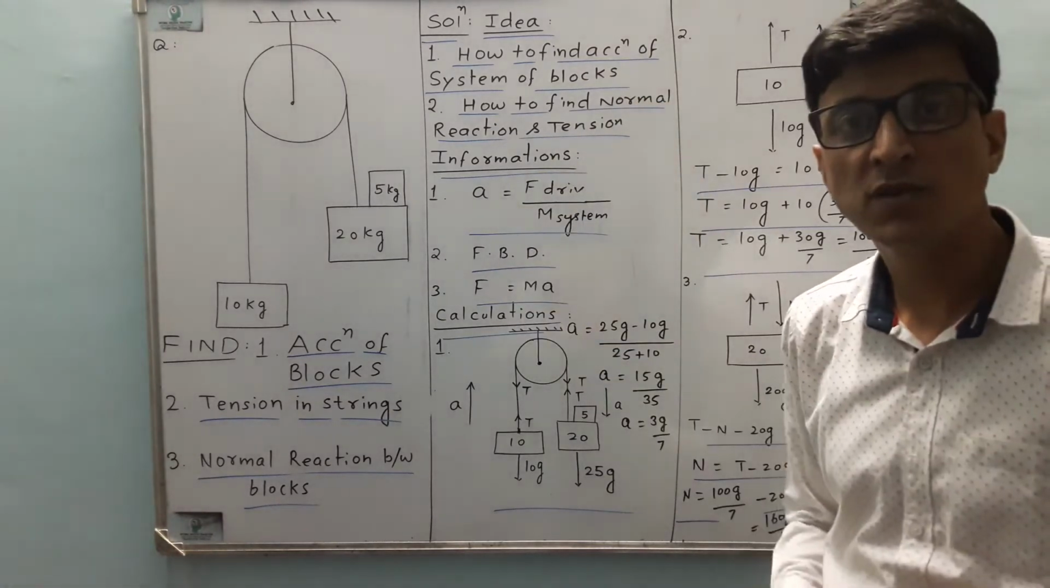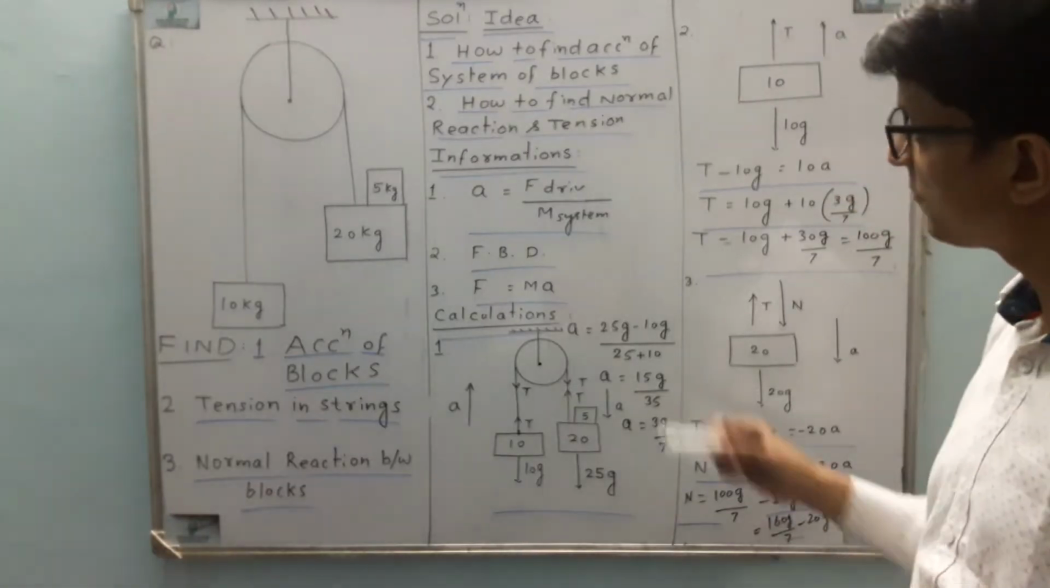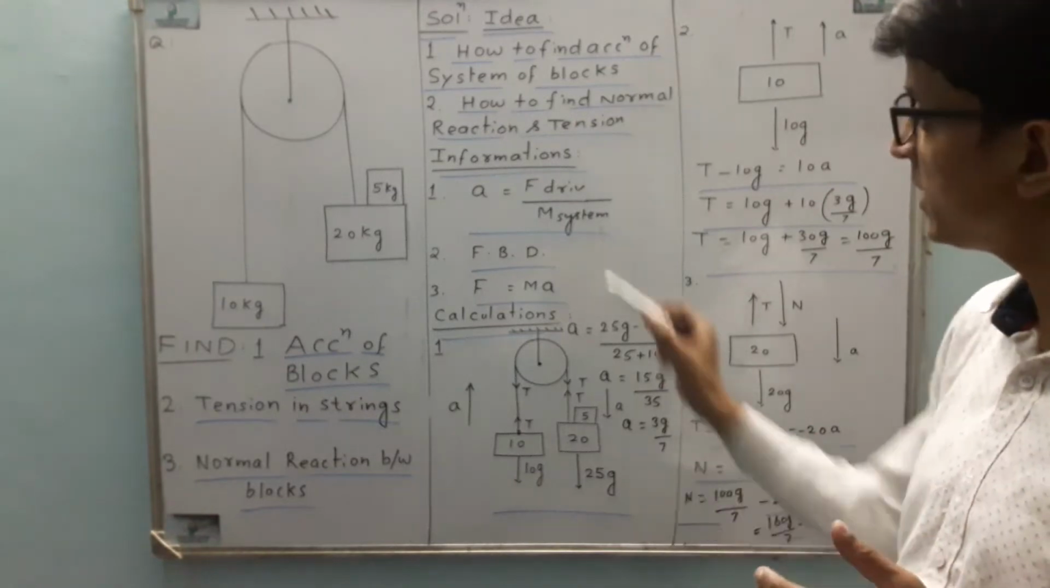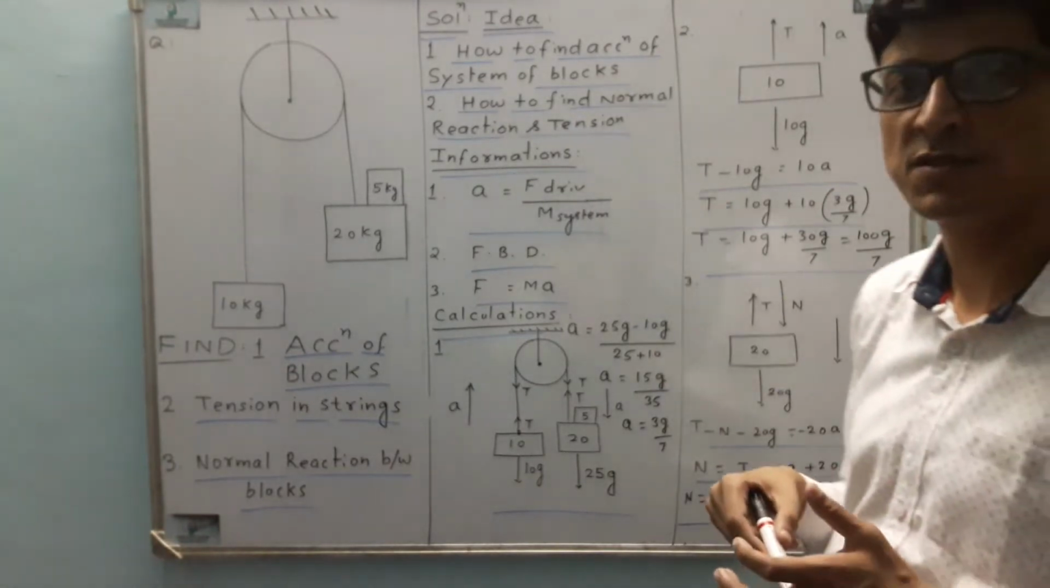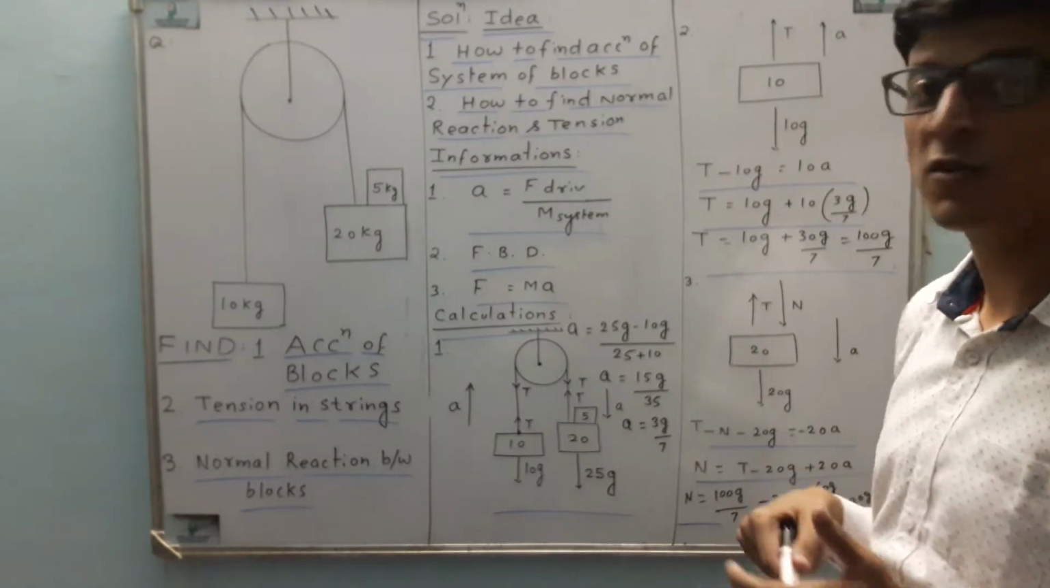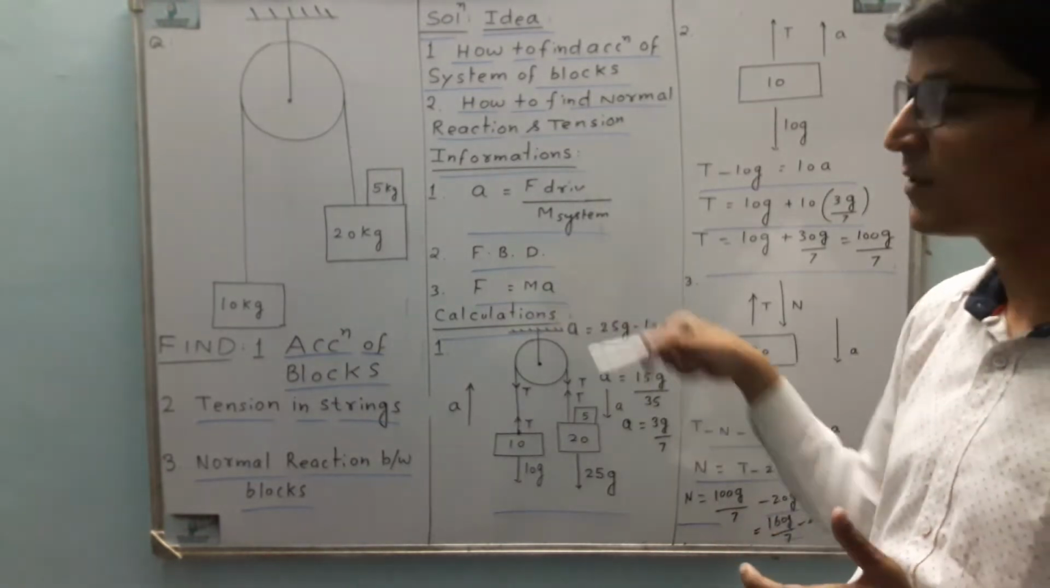Let's look for certain informations. The first information which we need to use is a is equal to F driving upon mass of system. The second information is for free body diagram, and third is F is equal to ma.